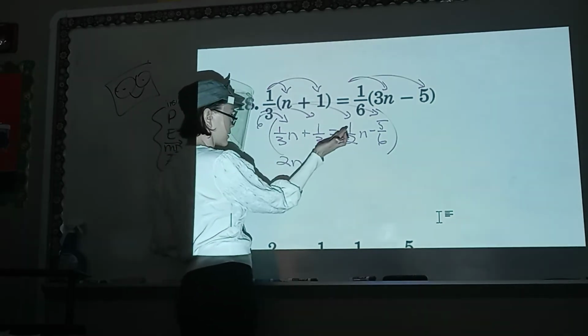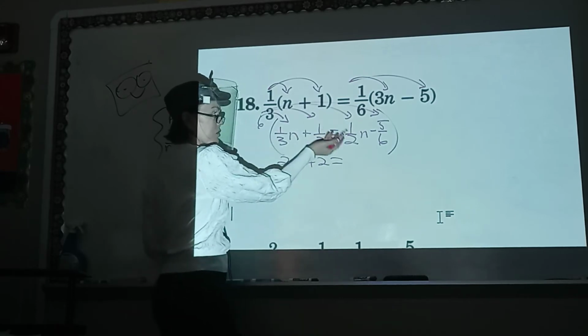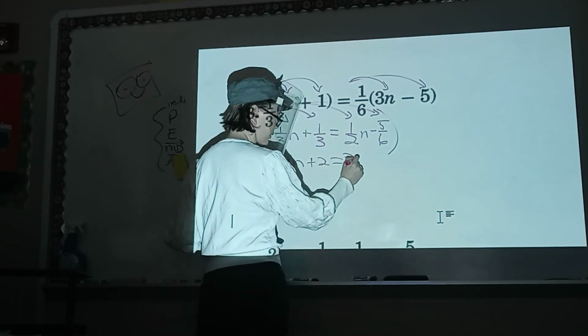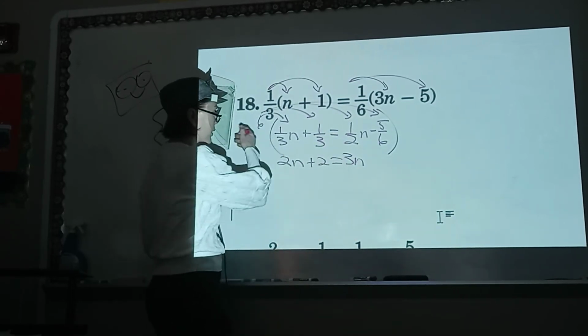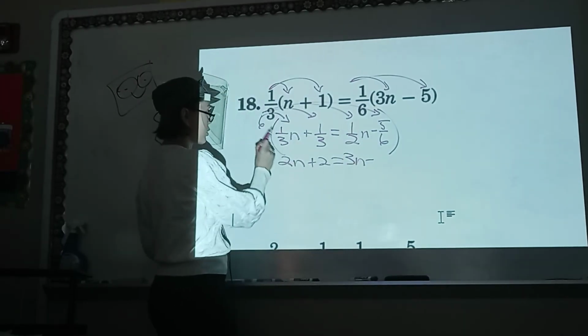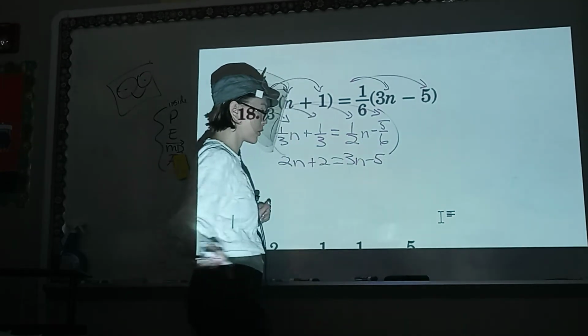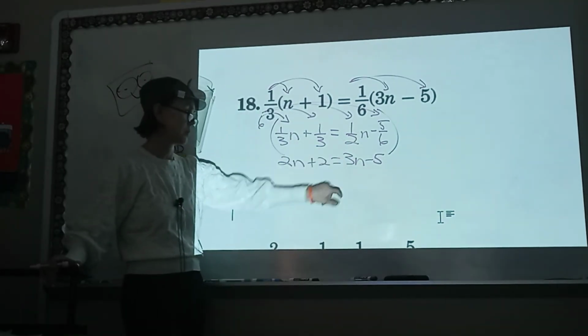6 times 1 is, okay, well then plus 2. Okay, duh. 6 times 1 is 6, divided by 2 is 3. 3n. Okay, and bring a positive times a negative gives you a negative. And then you have 6 times 5 is 30, but divided by 6 is 5. We got rid of all the fractions. Fabulous.